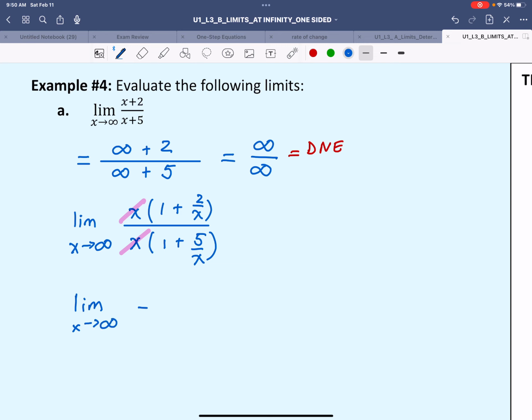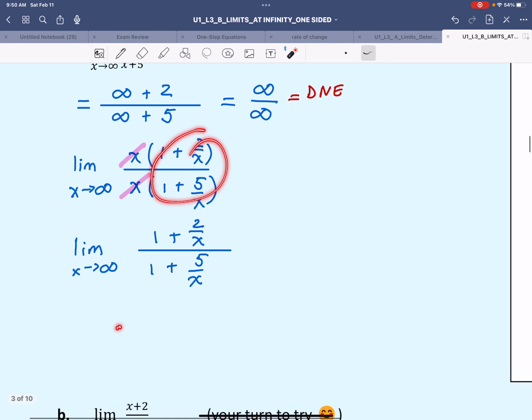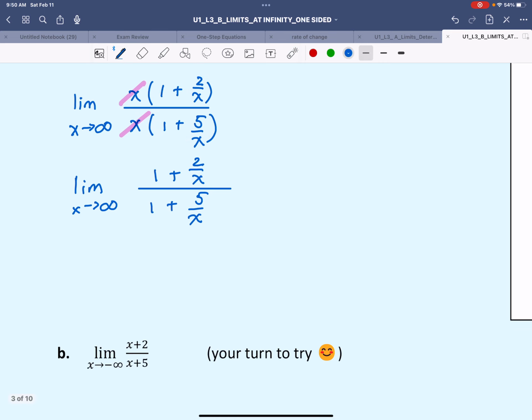So x approaching infinity. And then we have 1 plus 2 over x over 1 plus 5 over x. Obviously, from here, we can continue with the substitution. But again, I like to show my steps when I explain things. But we know what to do on an evaluation, what steps are necessary and what aren't, because we also need to save time, not only to show our thinking, but time management is important when we write tests and quizzes.